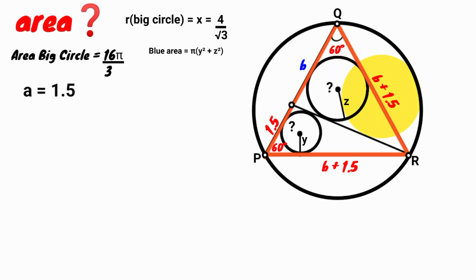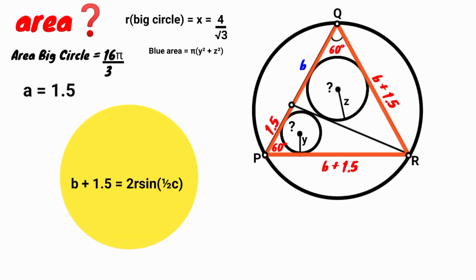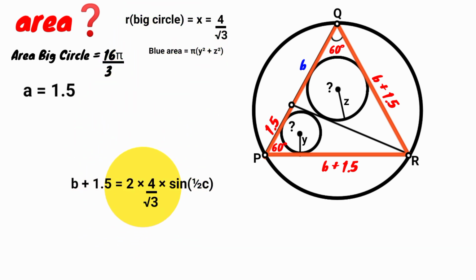We focus on this chord QR. Its length is b plus 1.5. The formula for calculating the length of a chord is 2r sine 1 over 2c. R is the radius. The radius of the big circle, we have its value here to be 4 over root 3. Put it here. 2 times 4 over root 3 is 8 over root 3. C is representing the angle the chord subtends to the center. But we have this angle 60 degrees, which is subtended by this same chord to the circumference.